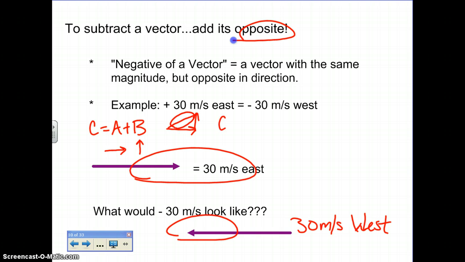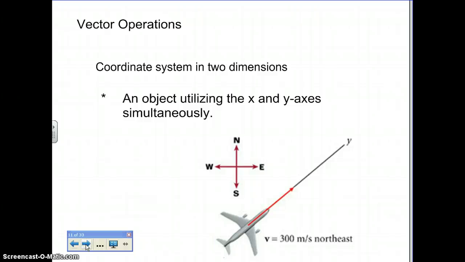But what if it said C equals A minus B? So A would still look like this, but now B would be the opposite of it. So you would still want to draw this, but now you draw this. So now your C would be heading down this way. Make sense? So the opposite. Think of negative as meaning opposite, not negative number or negative quantity. It's this magnitude in the opposite direction. Okay, vector operation.